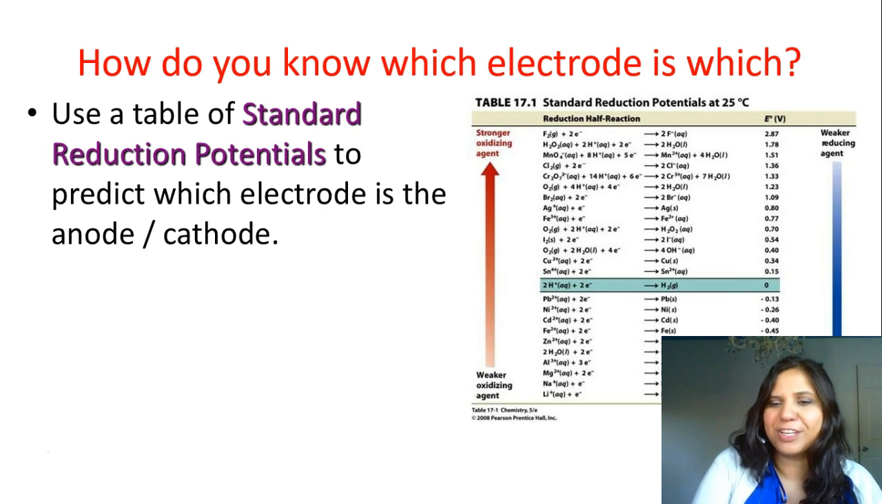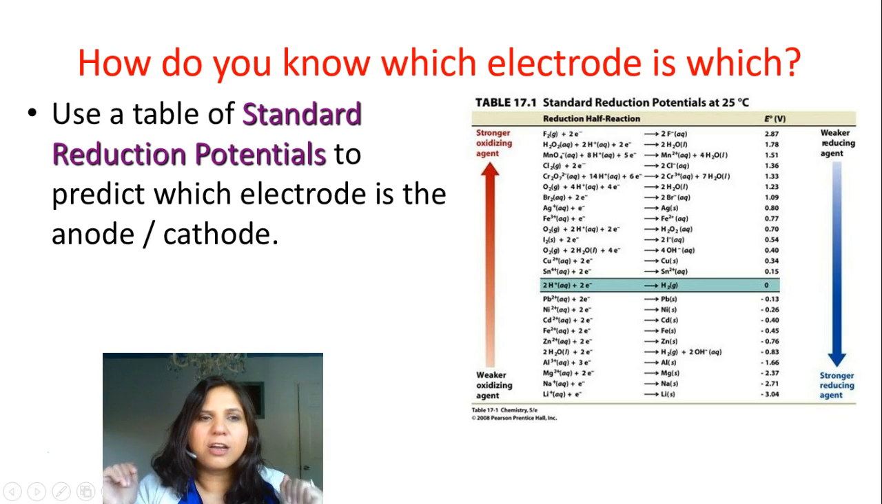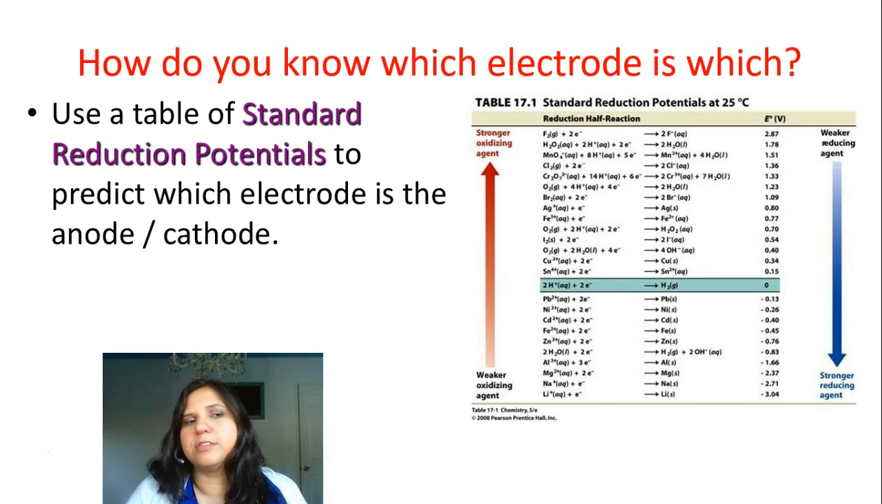Alright, so here we go. This is to help us figure out which one is going to be the anode and which one is going to be the cathode. And so what we need is a table of standard reduction potentials. They are written in terms of reduction. How do I know this? Well, not only does the title say this, but electrons are being added. They are part of the reactant side, and so they're gaining electrons.